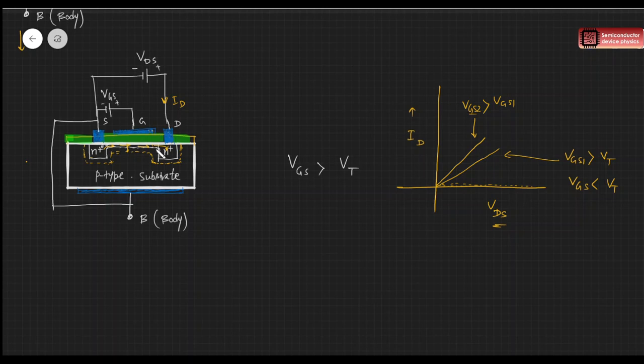So if you consider this region now, the N plus will get a comparatively more positive voltage than near the gate. So this channel, whatever was open, will slowly get closed, or the channel width will decrease.